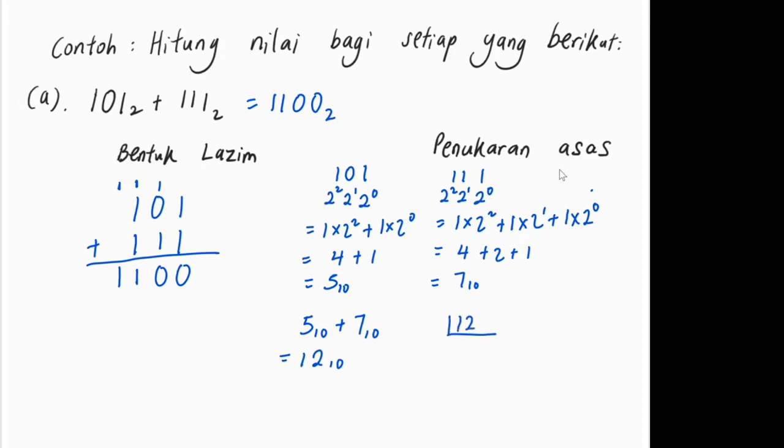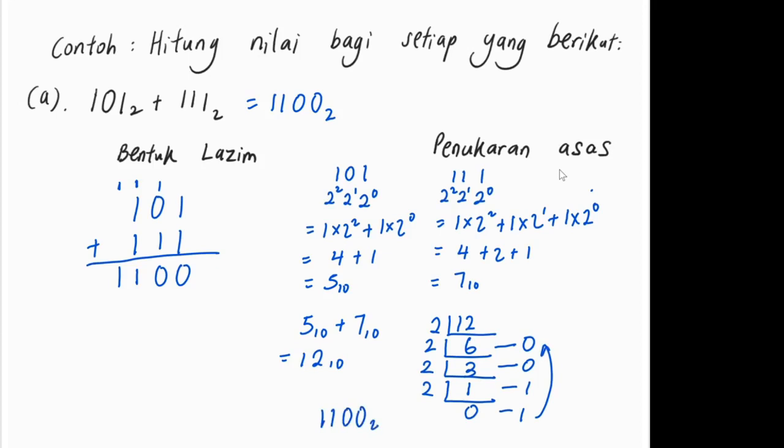Kita kena tukarkan kepada asas 2, maka kita bahagi dengan 2. Jadi dapat 6, baki sifar, bahagi lagi dengan 2, dan dapat hasilnya 3, baki sifar, bahagi lagi 2, kita dapat 1, baki 1. Lepas tu bahagi 2 lagi sifar, baki 1. Jadi jawapannya memang 1100 asas 2. Iaitu sama juga jawapannya untuk bentuk lazim.